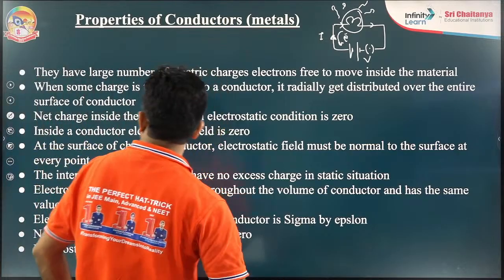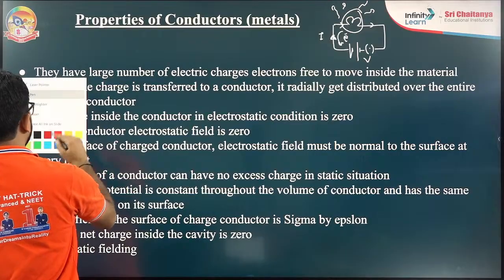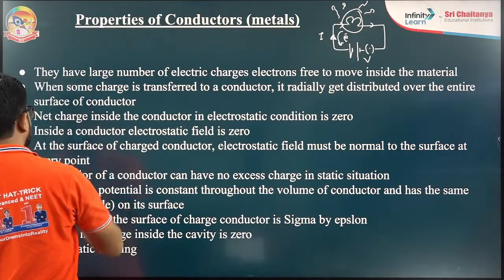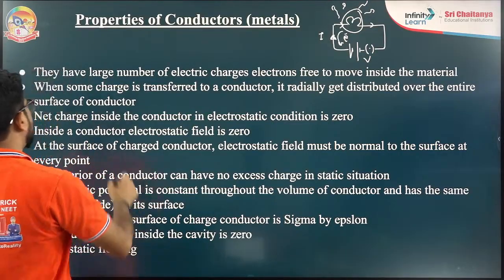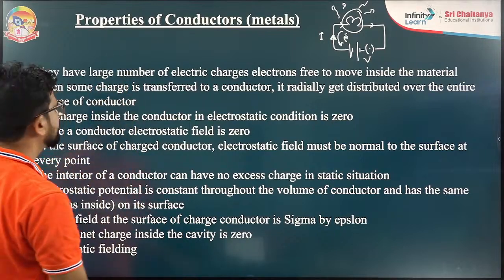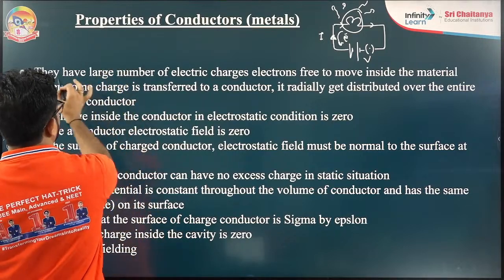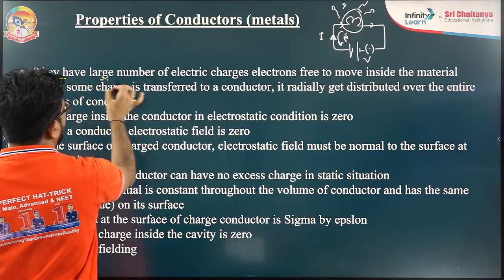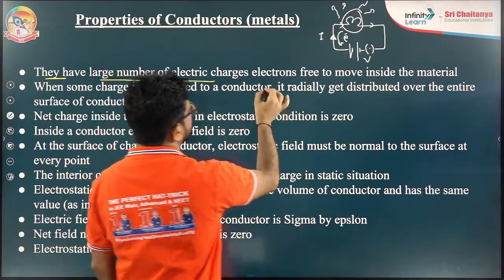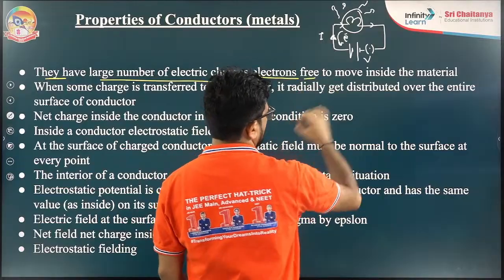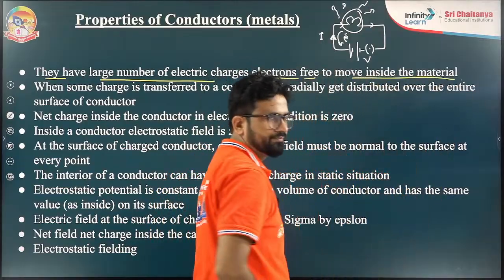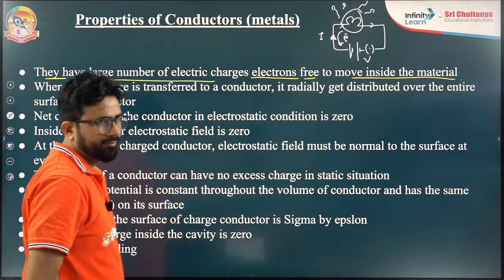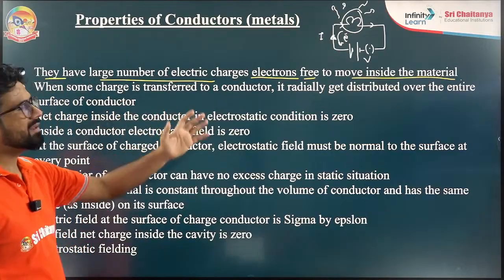Okay, beta. Now we are going to see one more thing here. What is here? This is the metals we are talking about. Metals have a large number of electric charges, electrons free to move inside the material. It's a very large number of electrons.